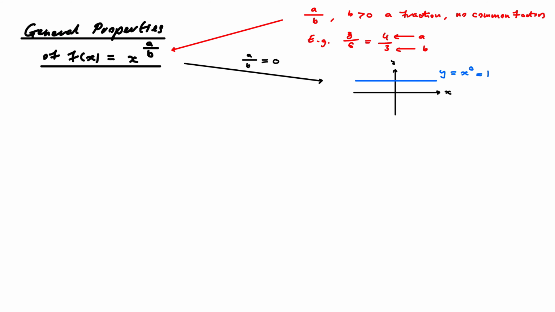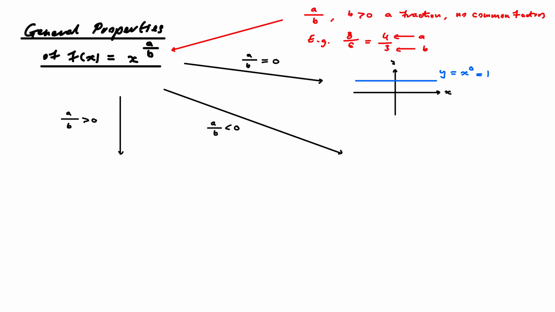So this is going to break up into two cases. We'll do a over b greater than 0, which would mean that a is positive according to my conventions, because b is always positive. And this one we'll do as a over b less than 0.